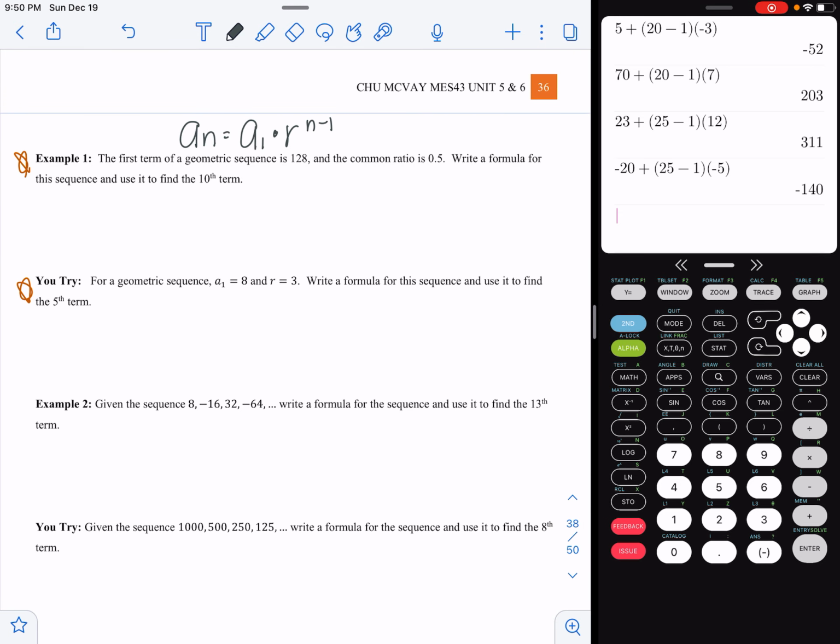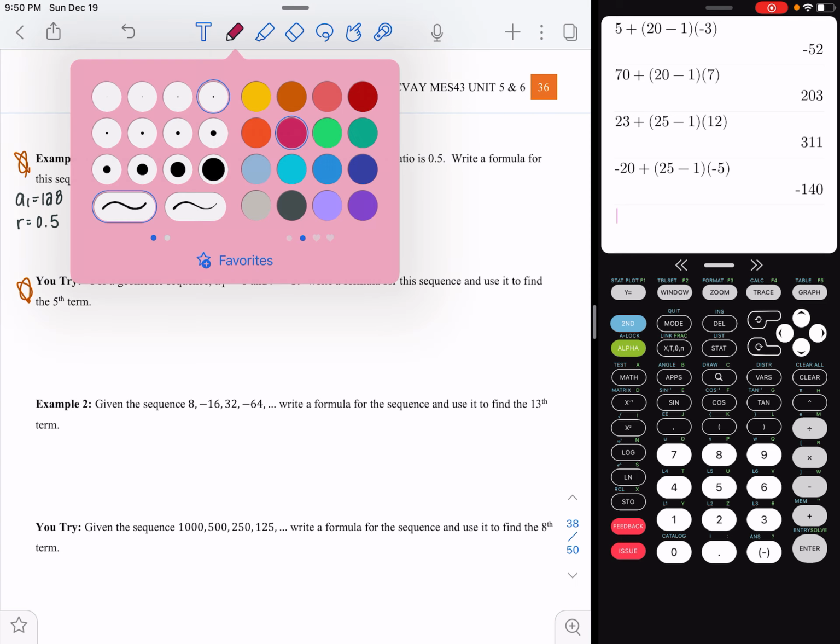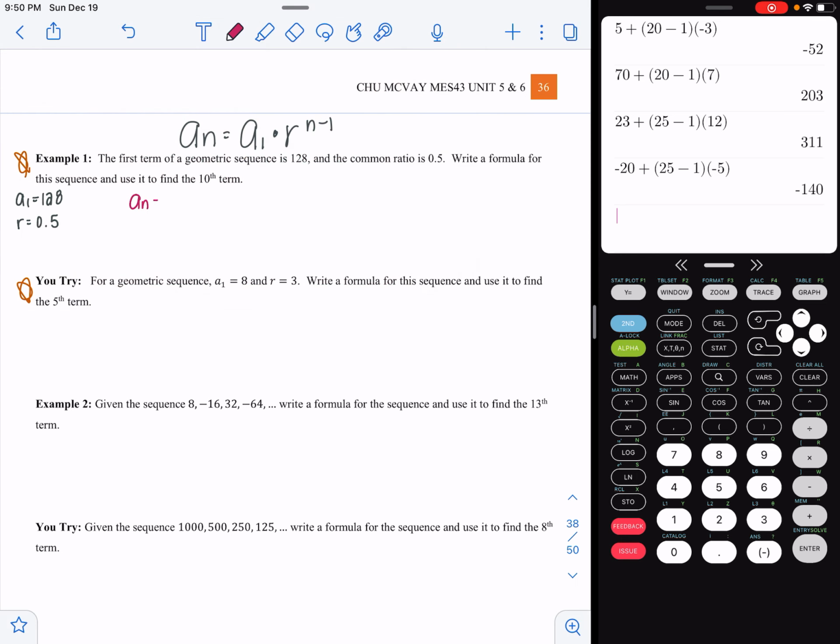Okay, let's see what we have. They tell you that the first term is 128, so I know A_1 is equal to 128. And they tell you the common ratio is 0.5, so r equals 0.5. Let's go ahead and plug in. A_n equals A_1, which is 128, times our common ratio 0.5 to the n minus 1 power. So this is our formula.